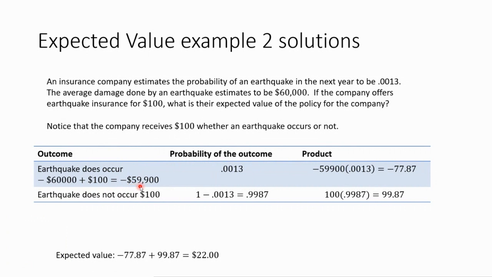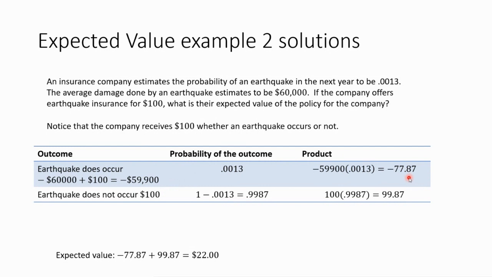Well, what's the probability that the earthquake happens? That's 0.0013. So what's the probability that this outcome occurs? 0.0013. So again, the probability of this happening, where they lose this amount of money, is 0.0013. So what's the product here? We multiply, we get negative 77.87.